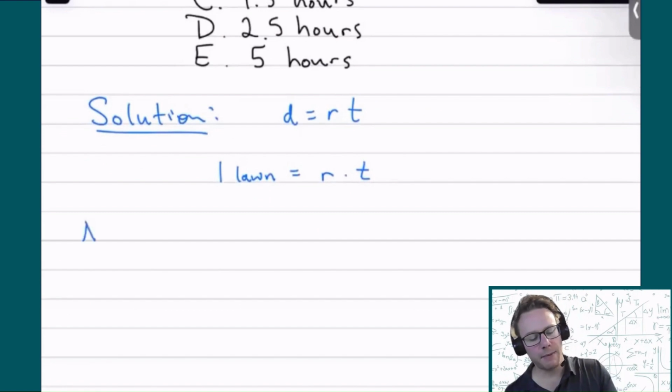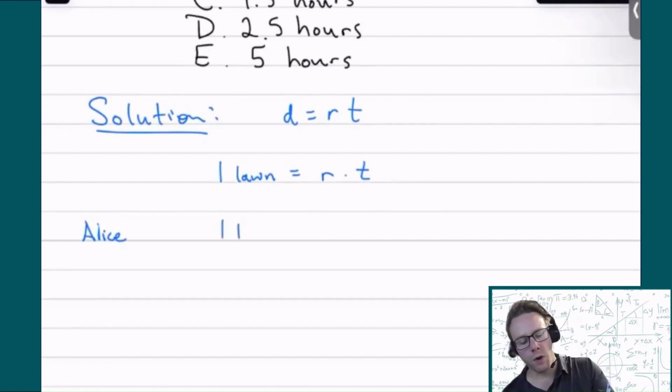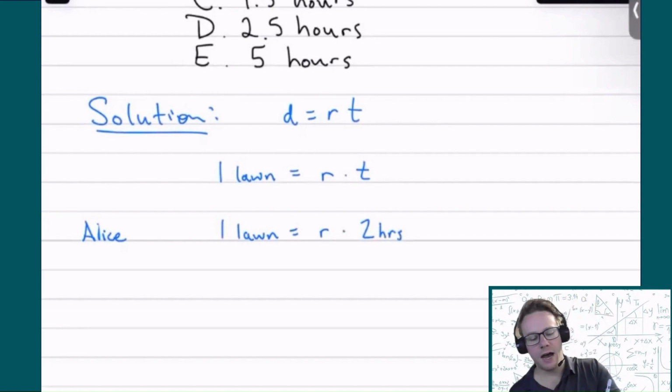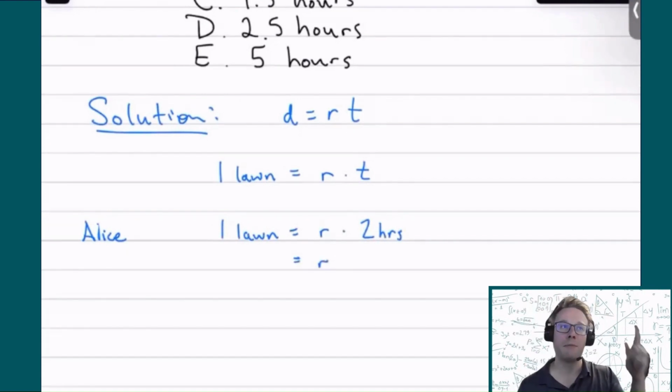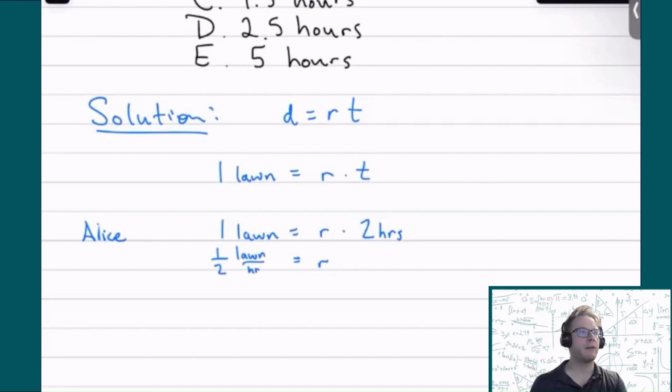So if I was thinking about Alice here, we know that she can mow the one lawn in 2 hours. So if we want to divide and figure out how fast Alice can mow the lawn, that would be one lawn per 2 hours, or 1/2 of a lawn per hour. And we can carry around these units if you'd like.